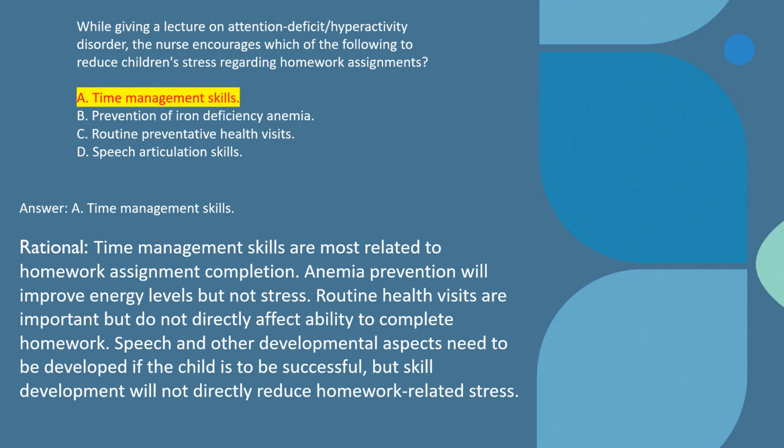Answer. A. Time management skills. Rationale. Time management skills are most related to homework assignment completion. Anemia prevention will improve energy levels but not stress. Routine health visits are important but do not directly affect ability to complete homework. Speech and other developmental aspects need to be developed if the child is to be successful, but skill development will not directly reduce homework-related stress.